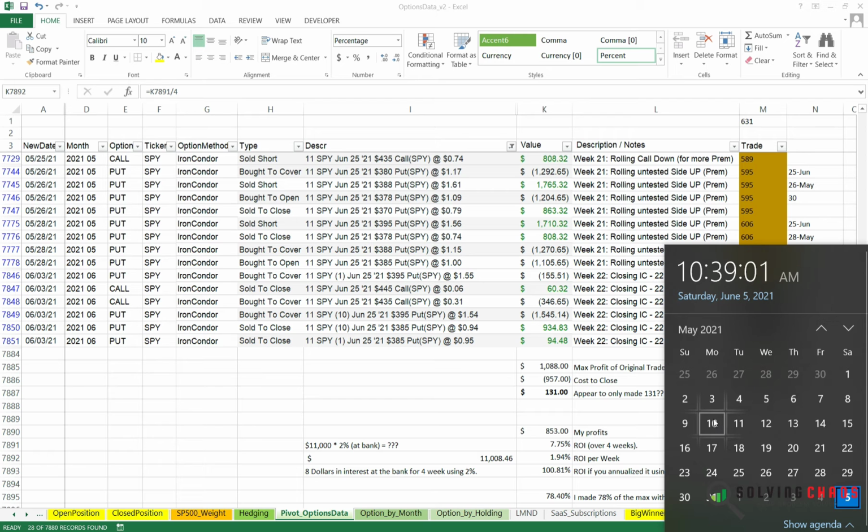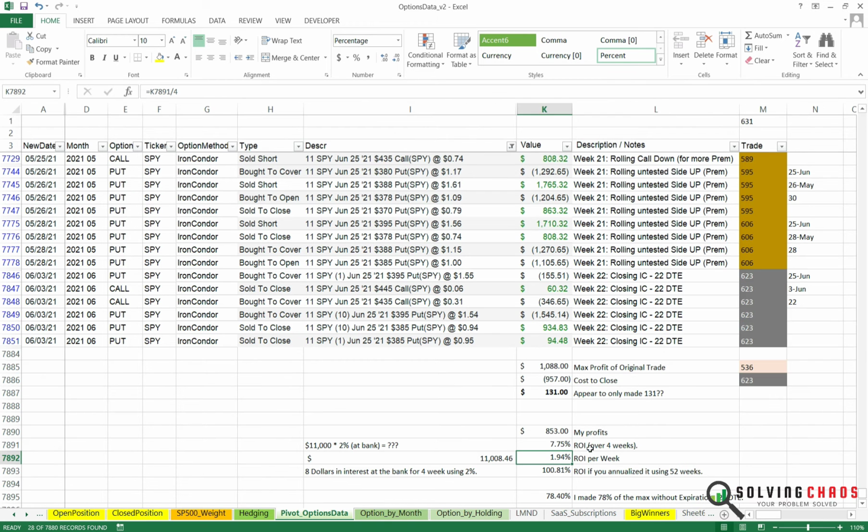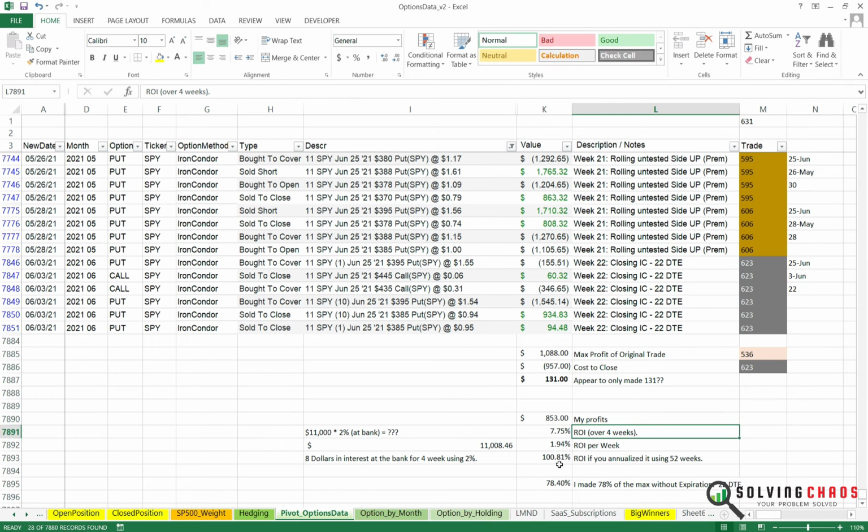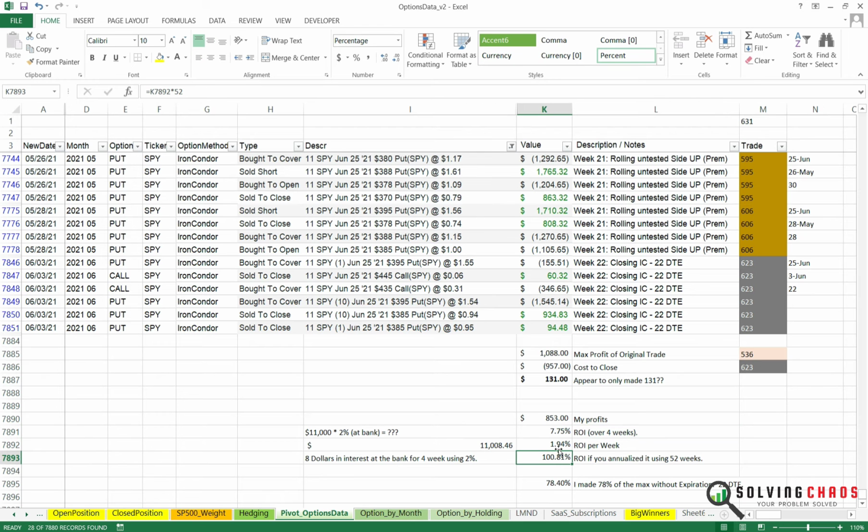If I open it here, 1 week, 2, 3, 4 weeks in this trade, so I made 1.94 ROI per week using this number. If you analyze that, it's real simple math. You just divide the weekly number times it by 52. If I can duplicate this trade, I will be making 100%, $11,000 profit just on these 11 contracts if I can repeat this over and over and over and over.